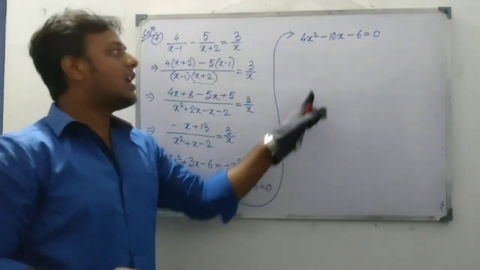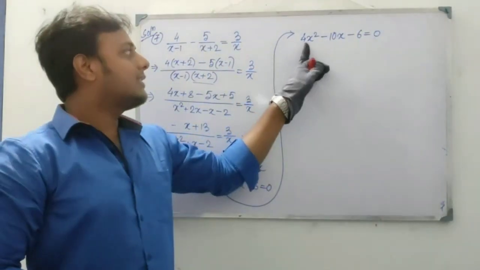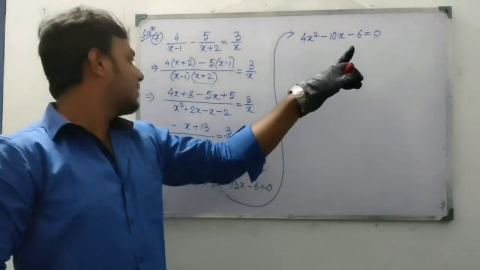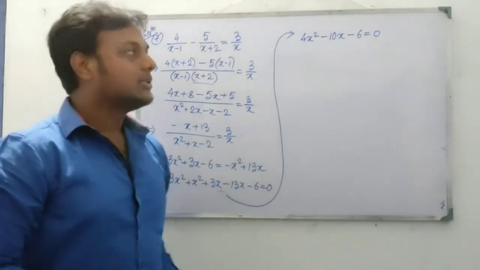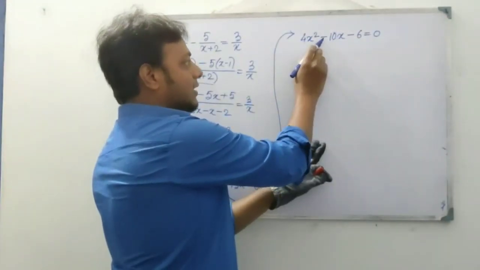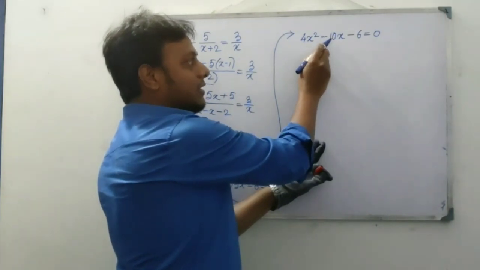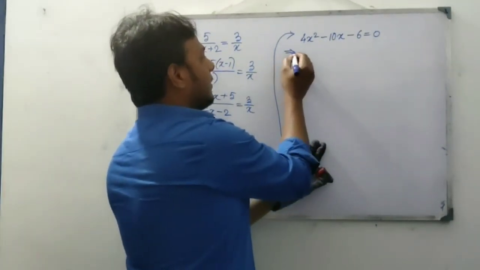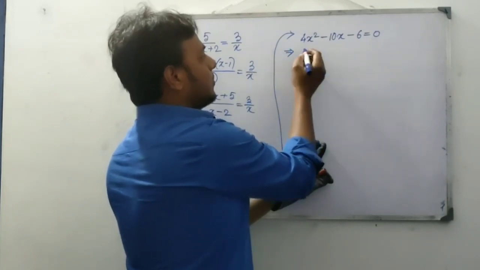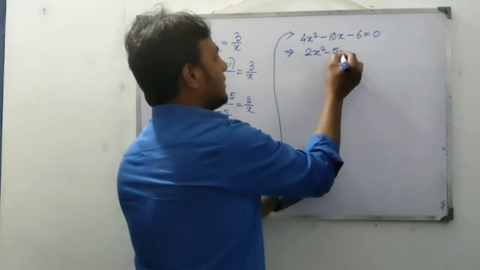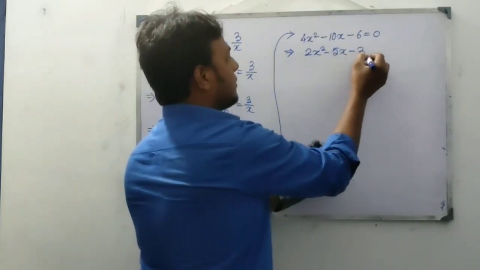So this is the standard form of quadratic equation. See, ax square plus bx plus c equals to 0. So here a means 4, b means minus 10 and c means minus 6. So now divide both sides by 2, then it will be 2x square minus 5x minus 3 equals to 0.